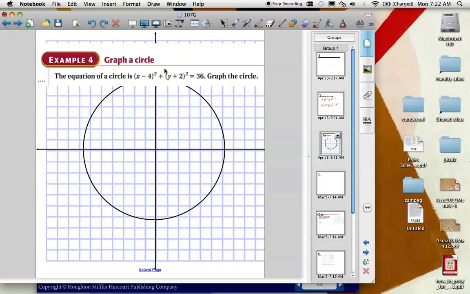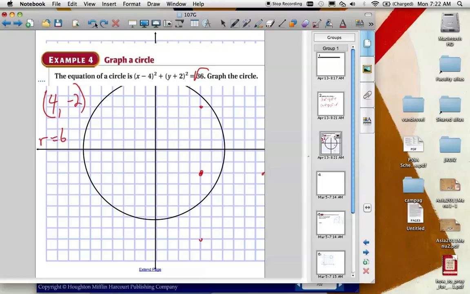Okay, so again, it's basically a matching game. What's H? It's 4. What is K? It's -2. And R is 6. You take the square root of 36. So the graphing is pretty easy. 4, -2, and then up 6 if I can count that high. Over 6, I'm running out of space. Down 6.